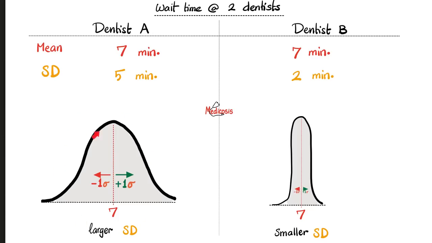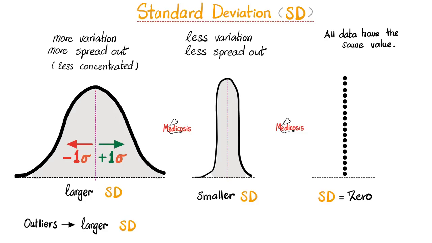So this is dentist A and this is dentist B. Pause and review. So when you find that the standard deviation is larger, this means more variation. But when the standard deviation is smaller, this means less variation. How about when the standard deviation is exactly 0? It means there is no variation because all the data points have the same value. For example, 5 and 5 and 5 and 5, everything is 5. There is no variation. The variation is 0.